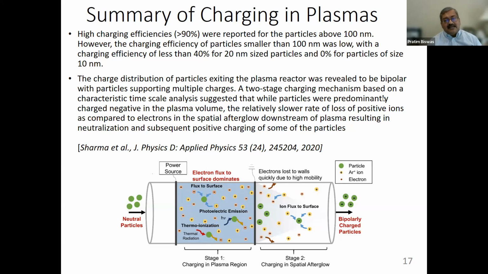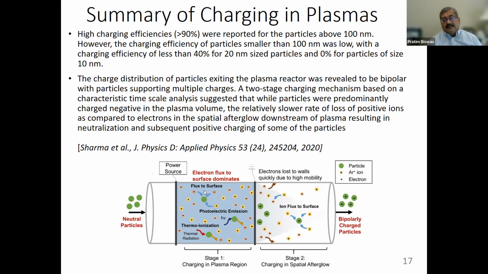The next thing we did is we did, of course, measure the charge distribution because we wanted to understand it in more detail. They were indeed bipolar, which means they carry positive and negative charges. We came up with a charging mechanism, a two-stage charging mechanism. We did a characteristic time scale analysis to understand what exactly was happening and so forth.